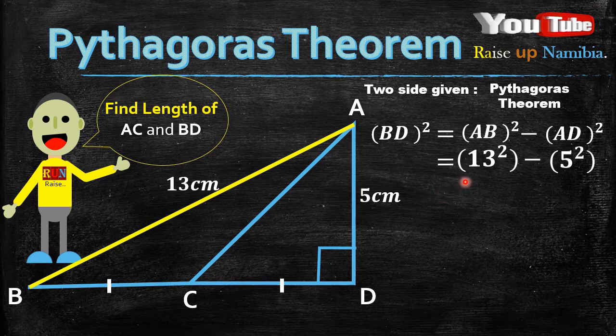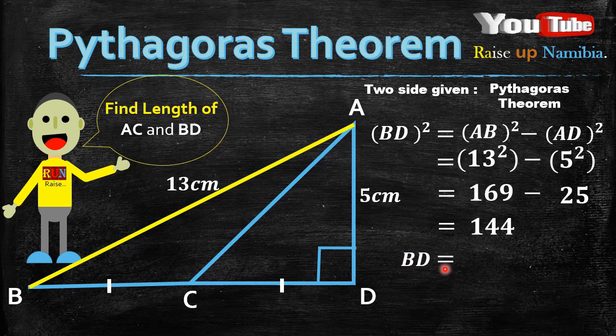Okay? Now knowing that 13 squared is the same as saying 169, minus 5 squared is like saying 25. So what is 169 minus 25? It will give us 144. So knowing that 144 is like saying BD squared, and we don't want squared, we just want BD. So we write BD is equal to the square root of 144, which is equal to 12 centimeters. Okay?